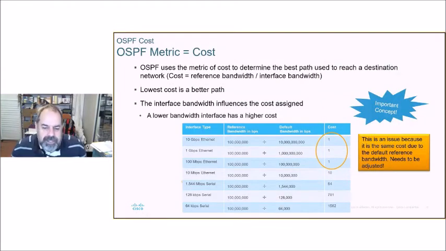Now the OSPF metric. Now OSPF was designed back when fast Ethernet was the fastest thing out there. And so that was what they used as a reference bandwidth, 100 million.